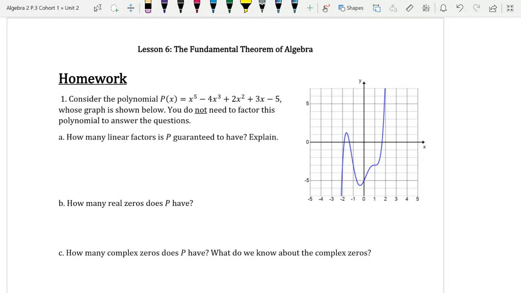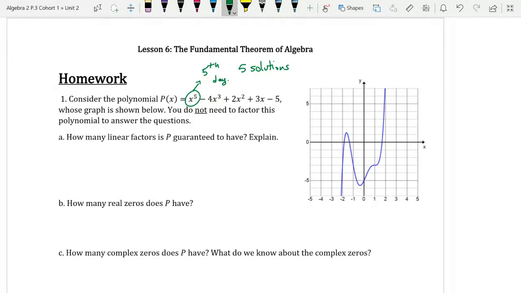So the first question gives us a polynomial, p of x, which is graphed. It tells us we don't need to factor this question to be able to solve it, which we don't, because we know about the graphs and what the graphs tell us. A couple things we have to see here. I see that this has a degree of 5. This is a 5th degree polynomial, meaning there are 5 total solutions. Now, some of these solutions can count more than once, some of them could be real, some of them could be complex. I don't know until I look at the graph.